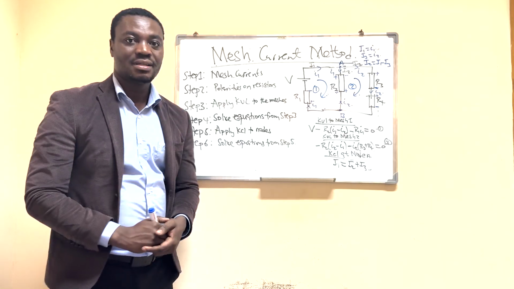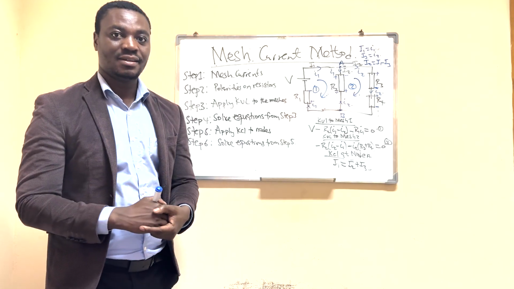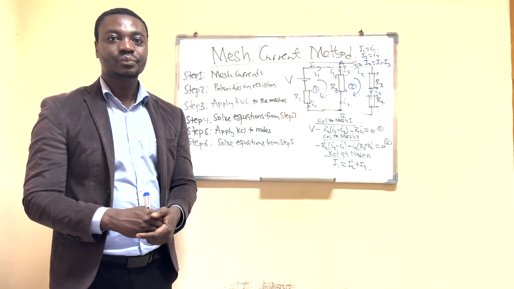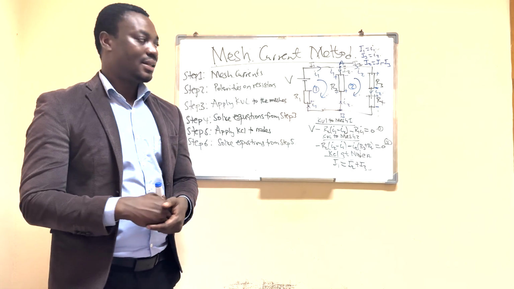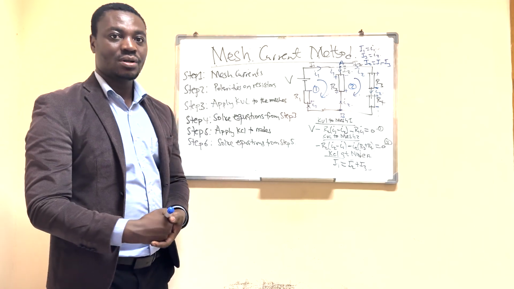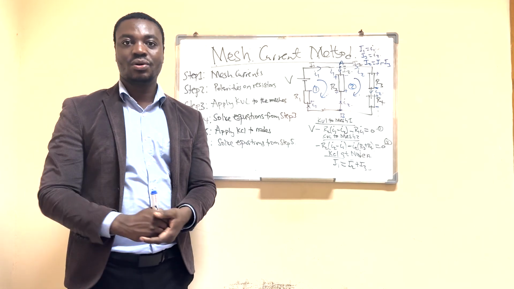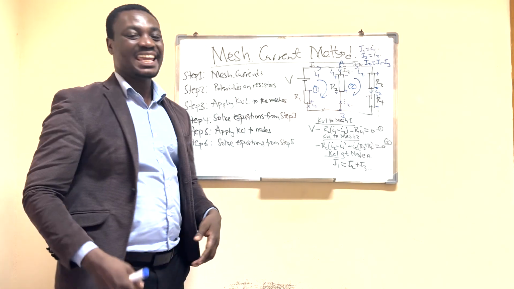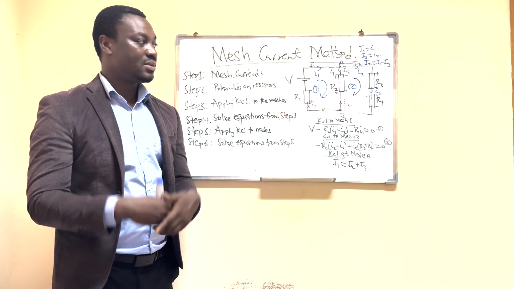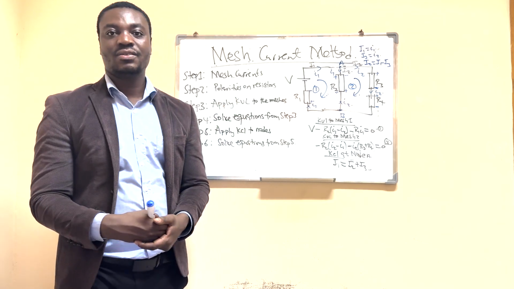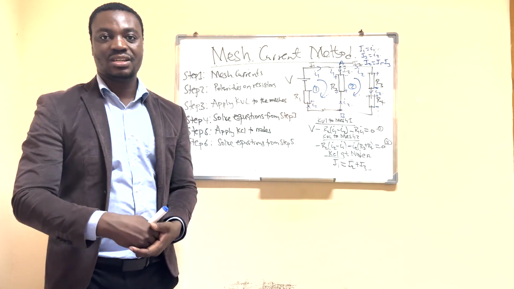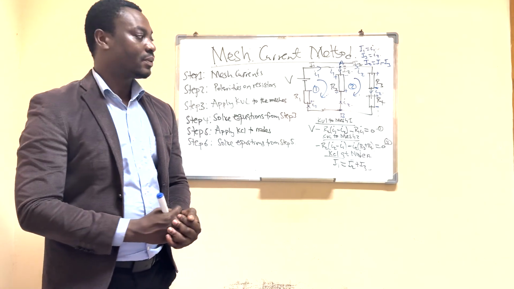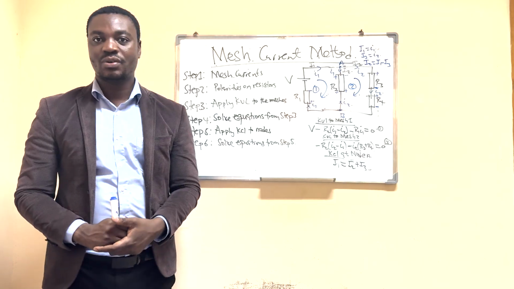The mesh current method is based on the idea that by assigning current to meshes in the circuit diagram, we can later apply Kirchhoff's voltage law and Kirchhoff's current law, which will allow us to determine the current flowing through resistors in the circuit diagram. The objective is to find the current passing through resistors in the circuit diagram, and by using the mesh current method, we can achieve that goal. Now, let's start with the steps.